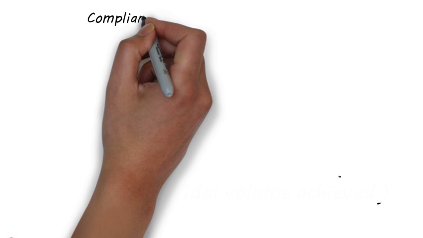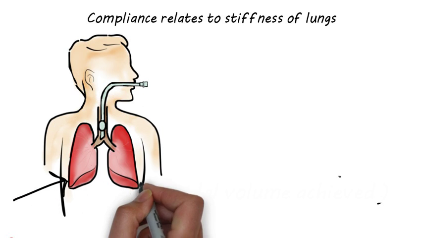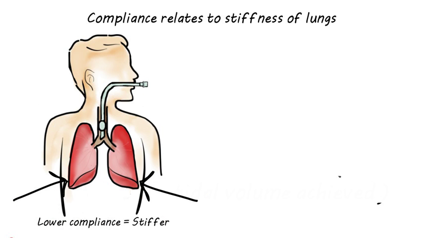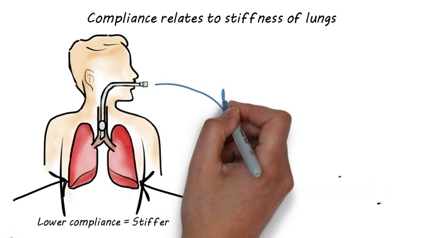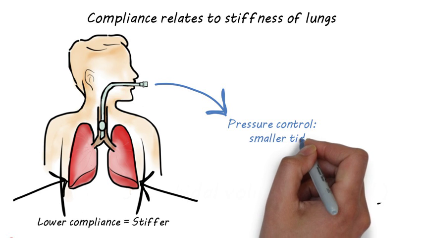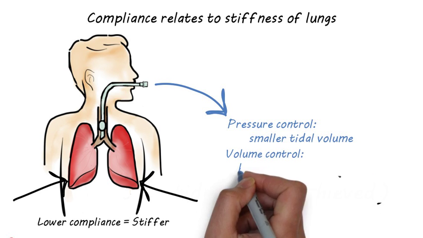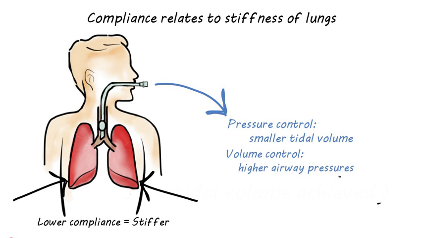Pulmonary compliance relates to the stiffness of the lungs. Therefore, if the lungs become more stiff or more restricted by an outside force, then with pressure control ventilation, the same inspiratory pressure will now result in a smaller tidal volume. If you were using a volume control in the same situation, then the ventilator will continue to try to administer the same tidal volume, but you will now see readouts of higher airway pressures.